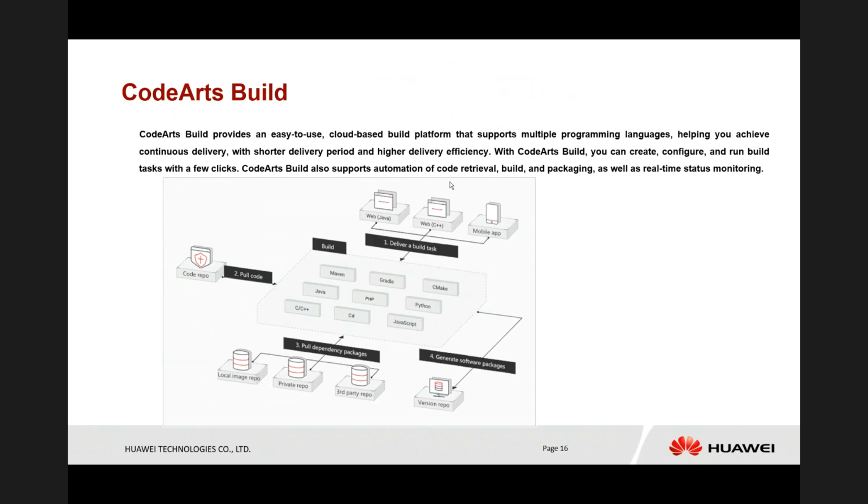Next, we come to CodeArts Build. CodeArts Build provides an easy-to-use cloud-based build platform that supports multiple programming languages. Same as CodeArts Check, we support different types of programming languages. It helps you achieve continuous delivery, CI/CD, with a shorter delivery period and higher delivery efficiency. With CodeArts Build, you can create, configure, and run build tasks with a few clicks. It also supports automation of code retrieval, build, and repackaging, as well as real-time status monitoring.